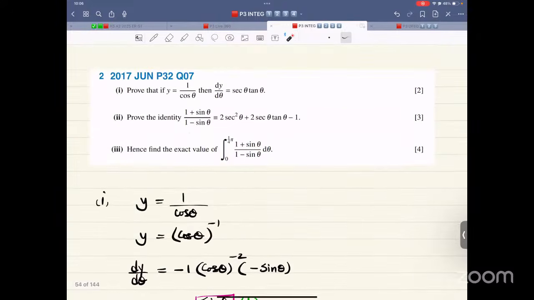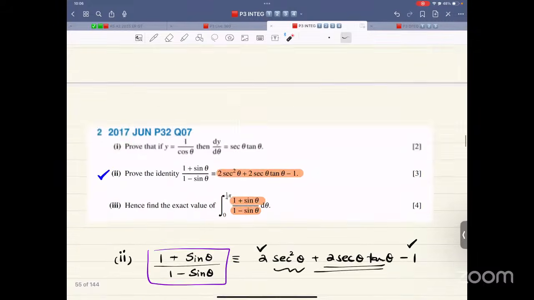Then it says if the derivative of sec is this thing, then the integral of this thing should be sec. That will be used up later. Now the second identity: (1 plus sine over 1 minus sine) is 2 sec square plus 2 sec tan minus 1.